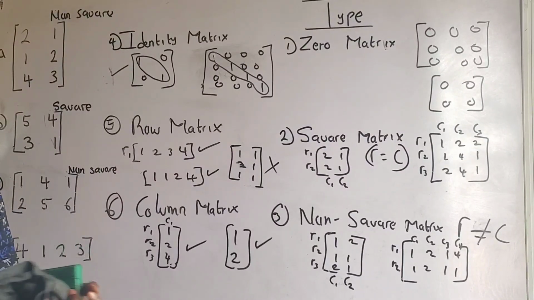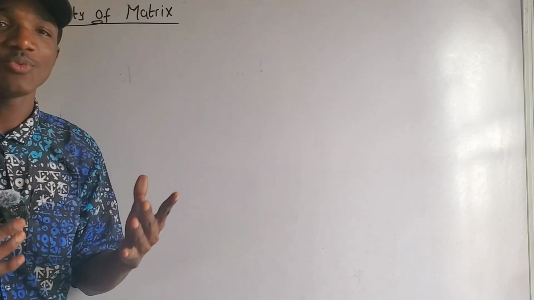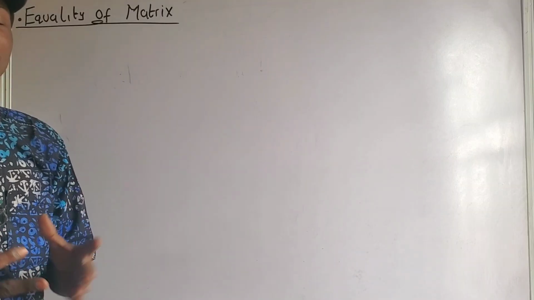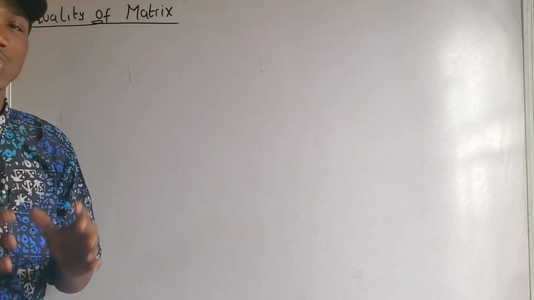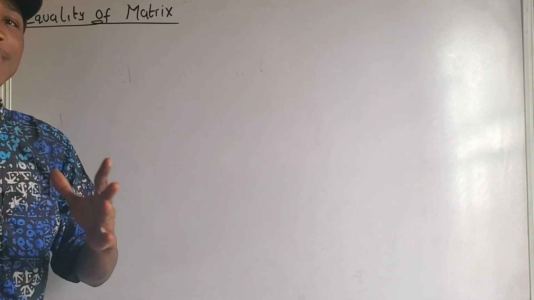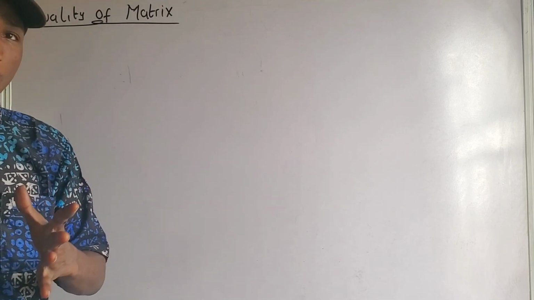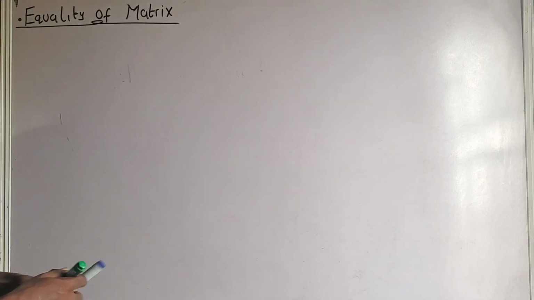Now let us look at equality of a matrix. On what condition do we say matrices are equal? Two matrices are said to be equal if all the corresponding elements are equal. Are you getting it? Let's say we have matrix A.